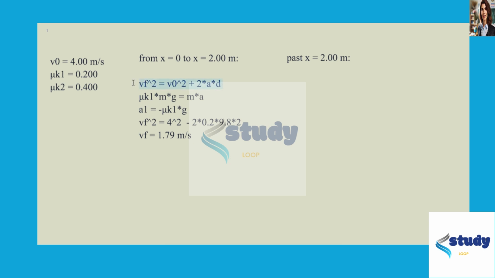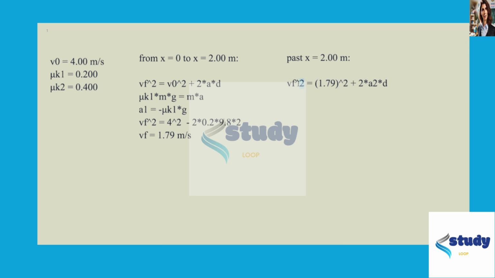So let's do this again for our second part. So now this is going to be a2, and our starting velocity is going to be whatever speed the box came in with. So that's actually going to be our 1.79 here. So we're going to have this 1.79 as our initial velocity. Just going to plug that in specifically here.